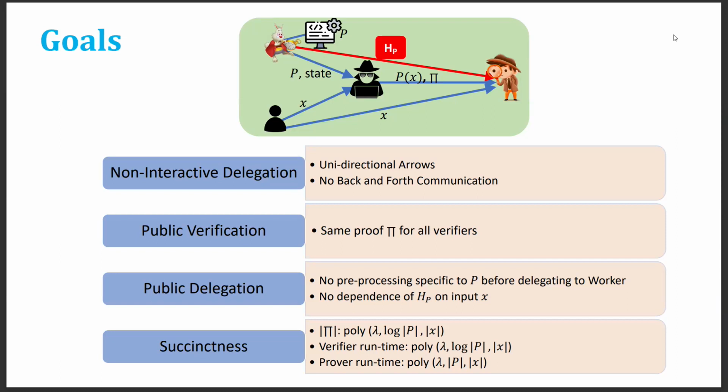Finally, we have a succinctness requirement on the size of the proof and the verifier runtime, where we crucially want the size of the proof and the verifier runtime to be polylogarithmic in the size of the program, and the prover runtime to be polynomial in the size of the program P.